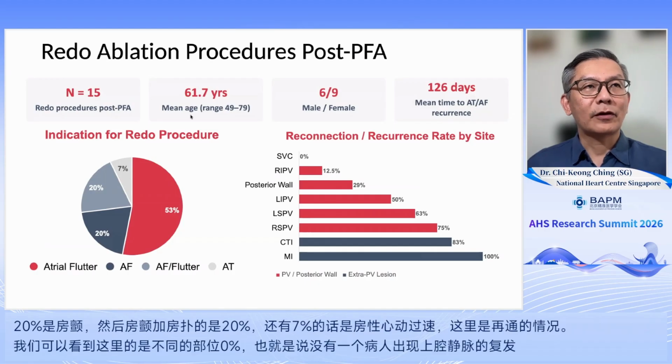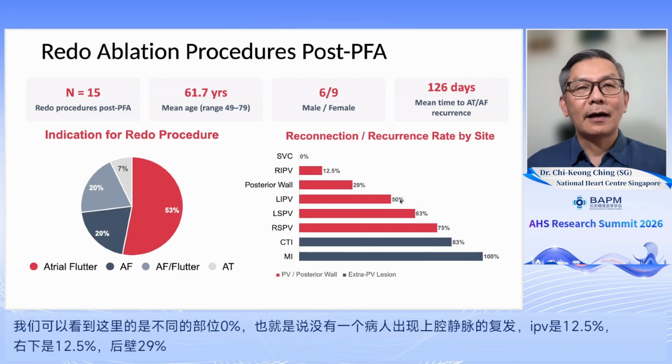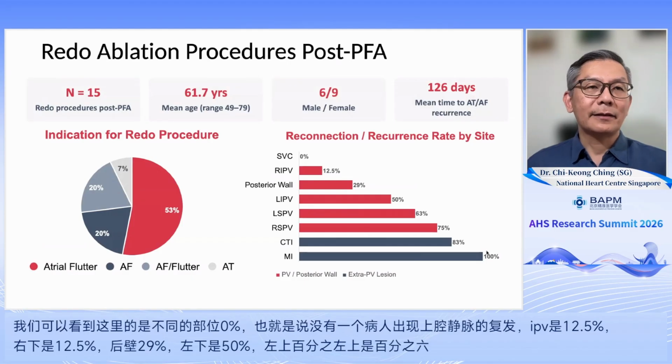RIPV occurred in 12.5% of this group of 15. Posterior wall, 29% out of 15. LIPV, half in this 15. LSPV, 63%. RSPV is 75%. CTI recurred in 83%, and MI, if we were to use PFA, recurred in 100%.